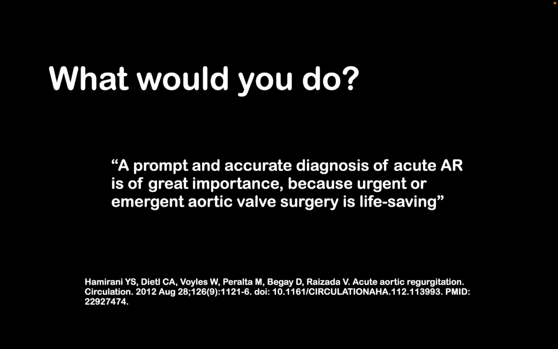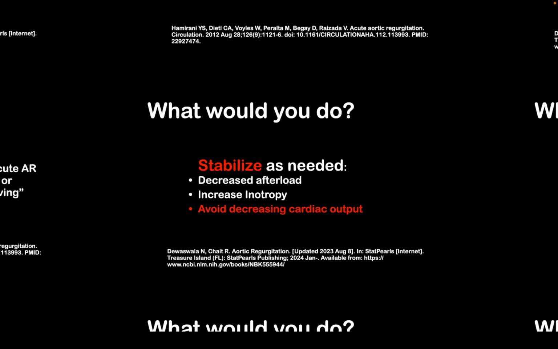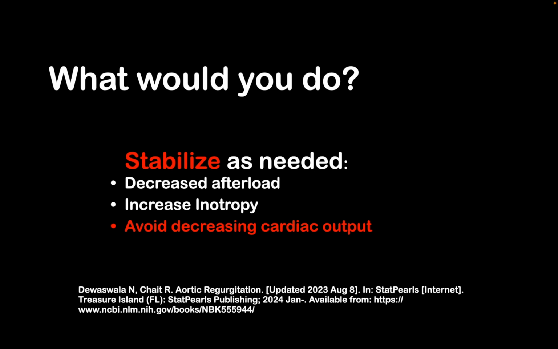And so what would you do to stabilize this patient while you're waiting for them to go to the OR? One thing you really want to avoid is decreasing their cardiac output. This is why it's important in this case. We can look that there's B lines, there's free fluid, the EF looks decreased to us, and that could at times cause us to give medicines that would decrease the cardiac output, and we really want to try to avoid that. What we want to try to do is decrease the afterload and increase inotropy.